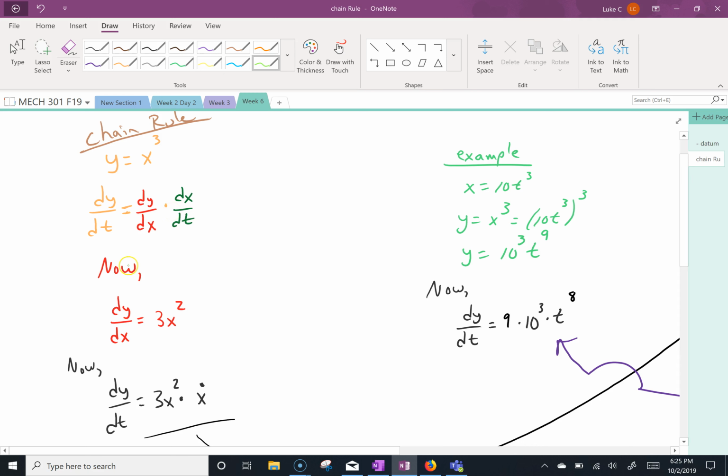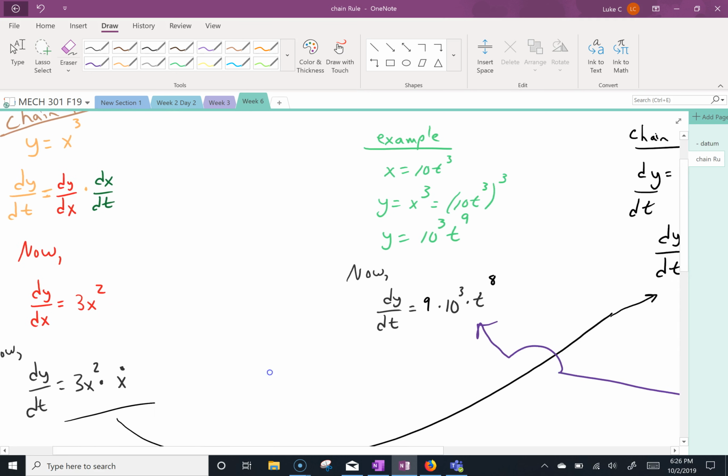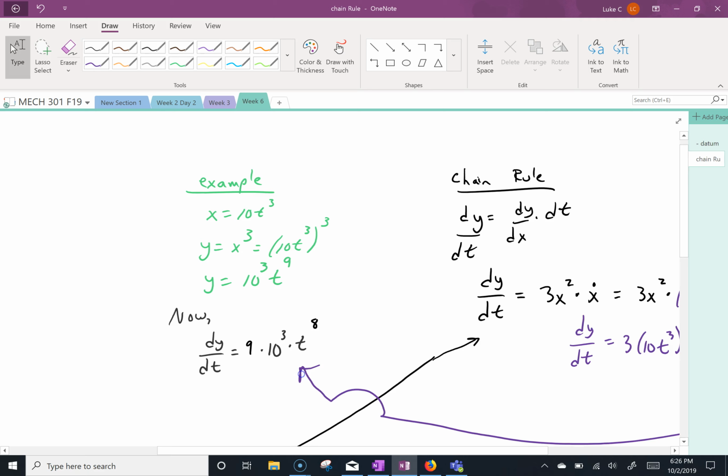So down here, if we look at dy dx in red, if we take the derivative of y as a function of x, we multiply by 3 and we subtract 1, so we get 3x squared. Now in black here, you notice that dy dt is 3x squared times x dot, which is dx dt. All right, let's go over here to the middle where the green is.